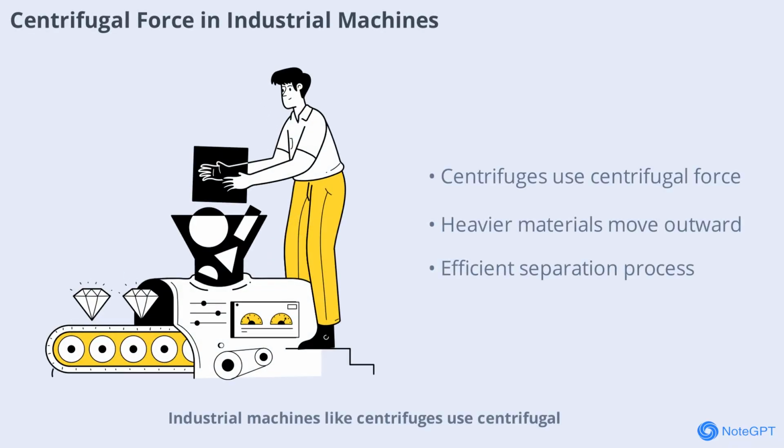Industrial machines like centrifuges use centrifugal force to separate substances of different densities. As the machine spins rapidly, heavier materials move outward while lighter materials stay closer to the center. This process is essential in laboratories and industries for separating liquids and solids efficiently.